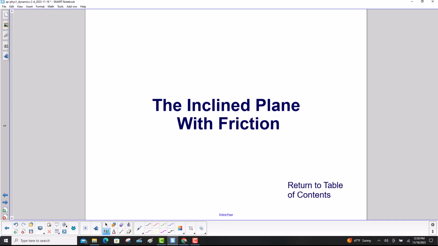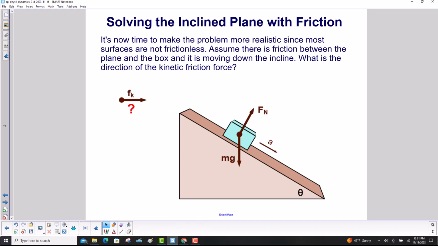The inclined plane with friction. It's now time to make the problem more realistic, since most surfaces are not frictionless. Assume there is friction between the plane and the box and it is moving down the incline. What is the direction of the kinetic friction force?